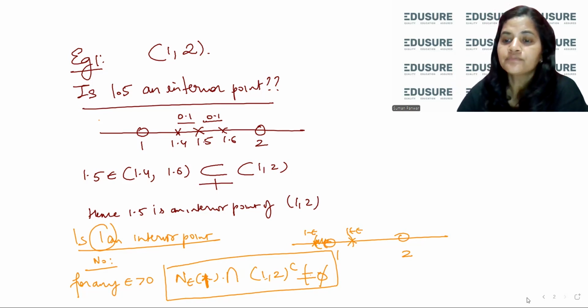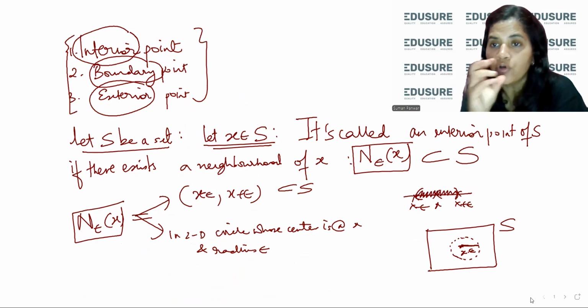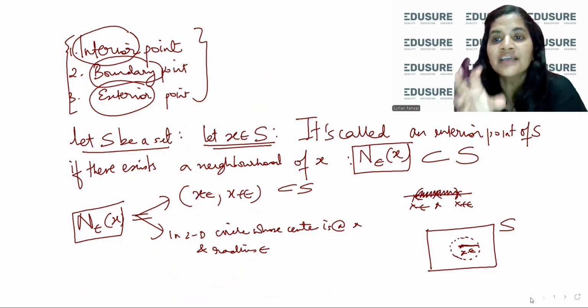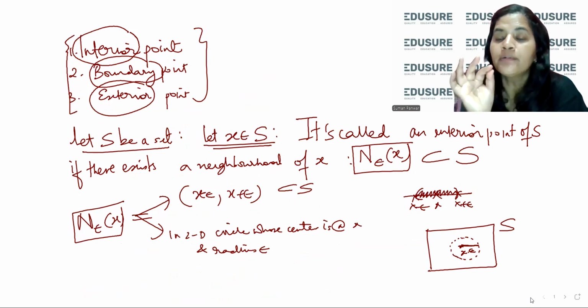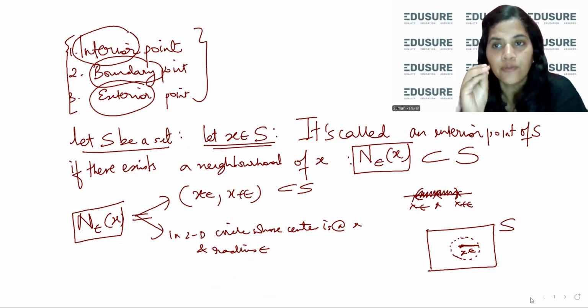So once again, what is an interior point? An interior point is a point such that there is a neighborhood of that point which is strictly inside the set. At least one neighborhood we want. If we are not able to find even one neighborhood, that means it is not an interior point.